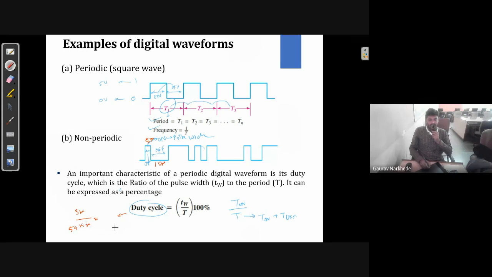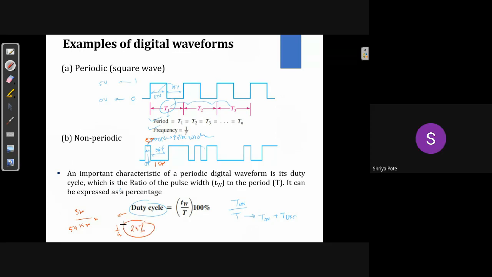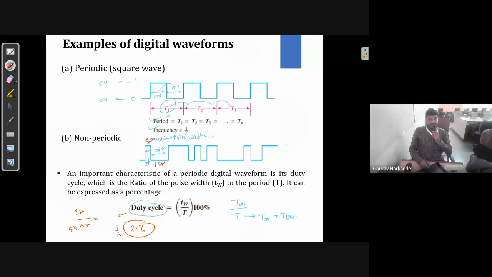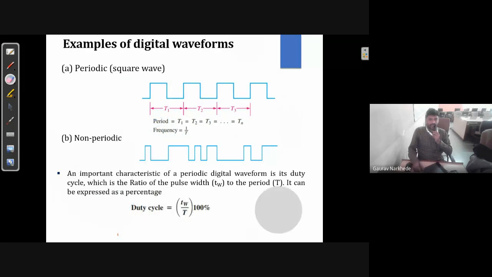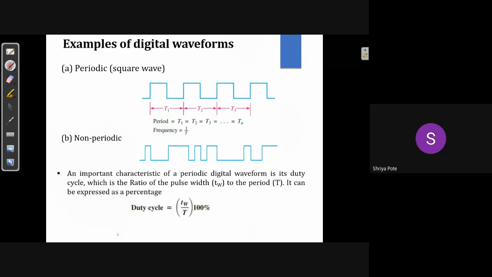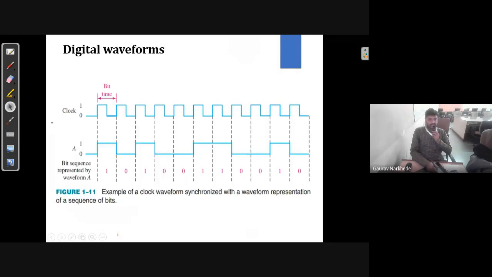So what is it? It is a duty cycle of 1/4. What does 1/4 mean? It is a 25% duty cycle. Did you understand? So this is the duty cycle of the waveform. Okay, any problem in this? I guess no problem. These are simple things which we are covering.